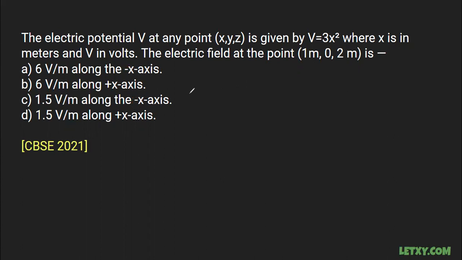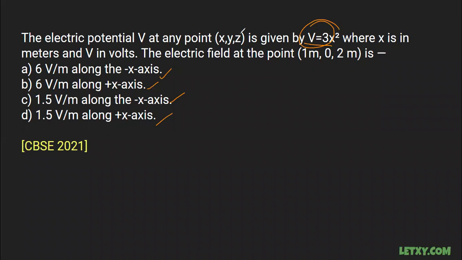So let's start. As you can see, this is quite a simple, straightforward question. Potential is given to us in terms of x. You can see the potential does not have a y and z component. So we can say the electric field only exists along the x-axis, not y and z. But all the options have the x-axis, so this is not going to let us know which one is the correct option.